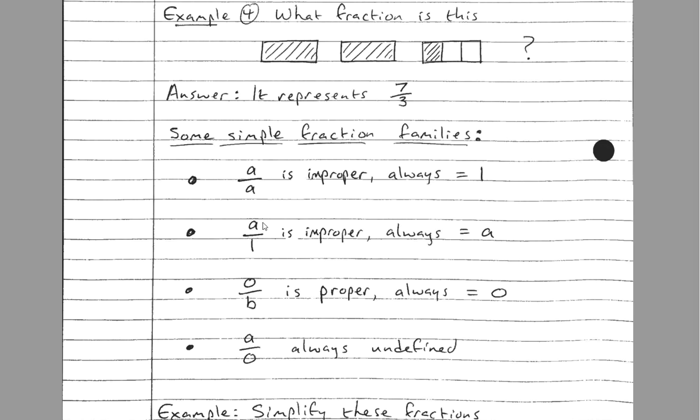Okay, another case here, if you have a over 1, so if the denominator is 1, this will be another improper case. I'm assuming that the top number is not 0, but if a is any positive integer, then this will be improper. But here, you're just dividing the rectangle into just one piece. So really you have a of these rectangles. So this fraction is really a whole number. It's really just a.